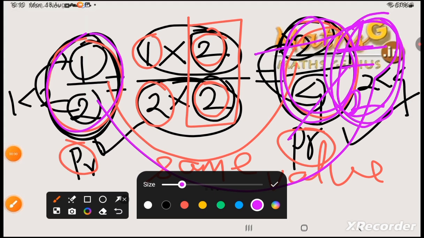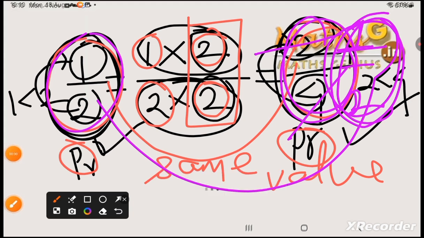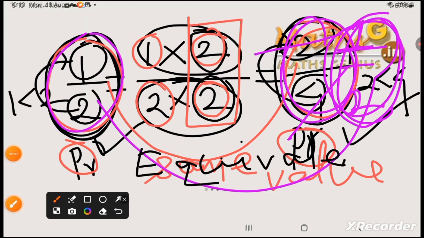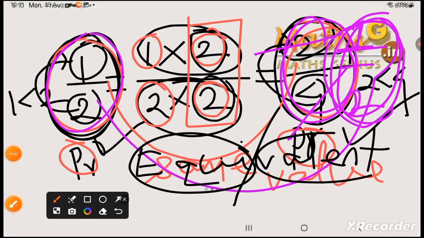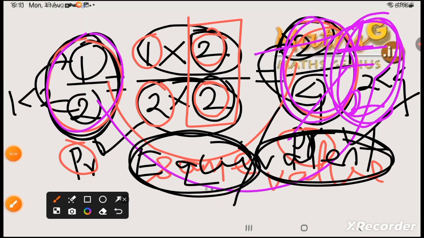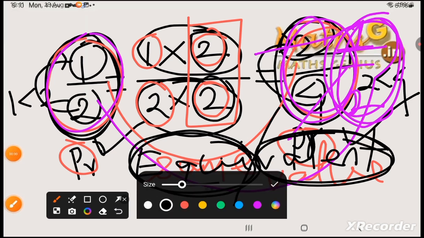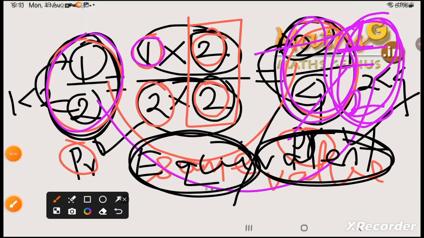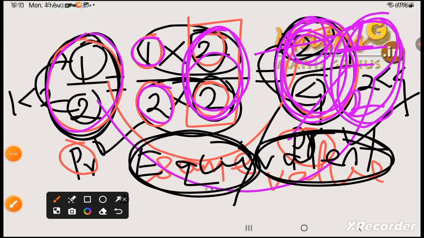What are these fractions called? Equivalent fractions. E-Q-U-I-V-A-L-E-N-T, equivalent fractions. Once again, equivalent fractions. How do we get them? Either by multiplying the numerator and the denominator with the same number, or dividing the numerator and the denominator with the same number.